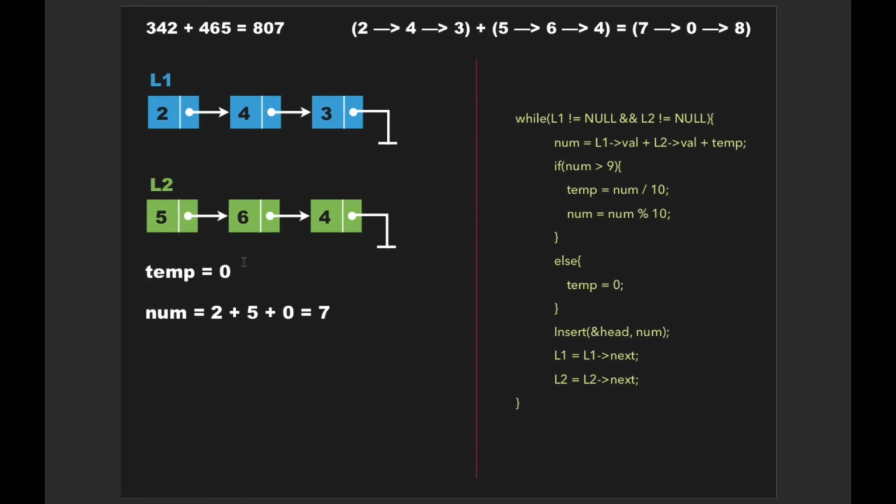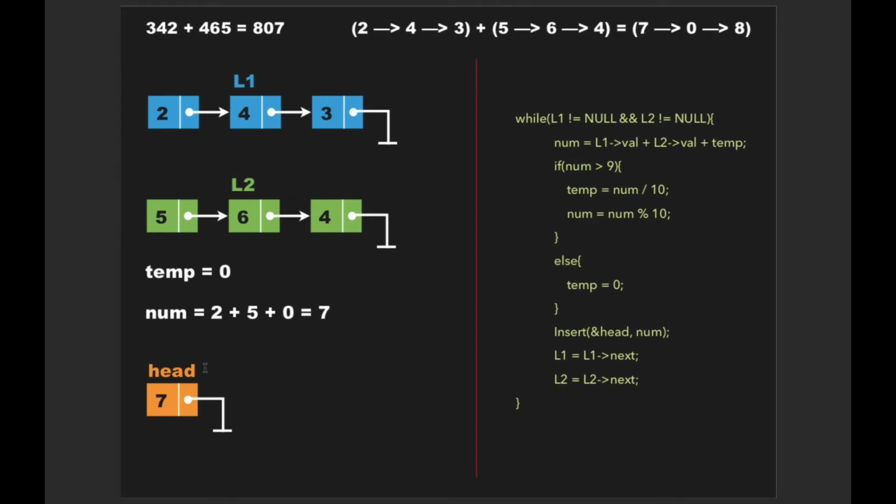So initially the value of temp is 0 and num can be calculated as 2 plus 5 plus 0, which is equal to 7. So the value 7 is not greater than 9. Therefore, we make temp equal to 0 and insert num into the new linked list. The head pointer points to the starting value in the new linked list. And then we increment L1 and L2.